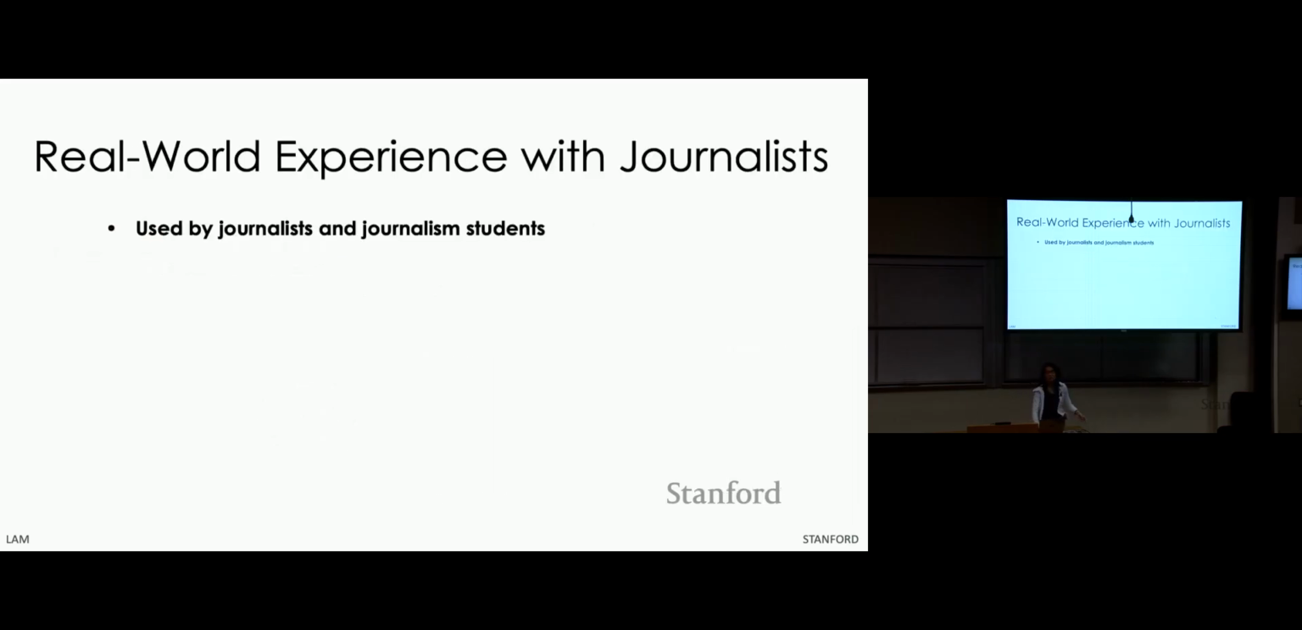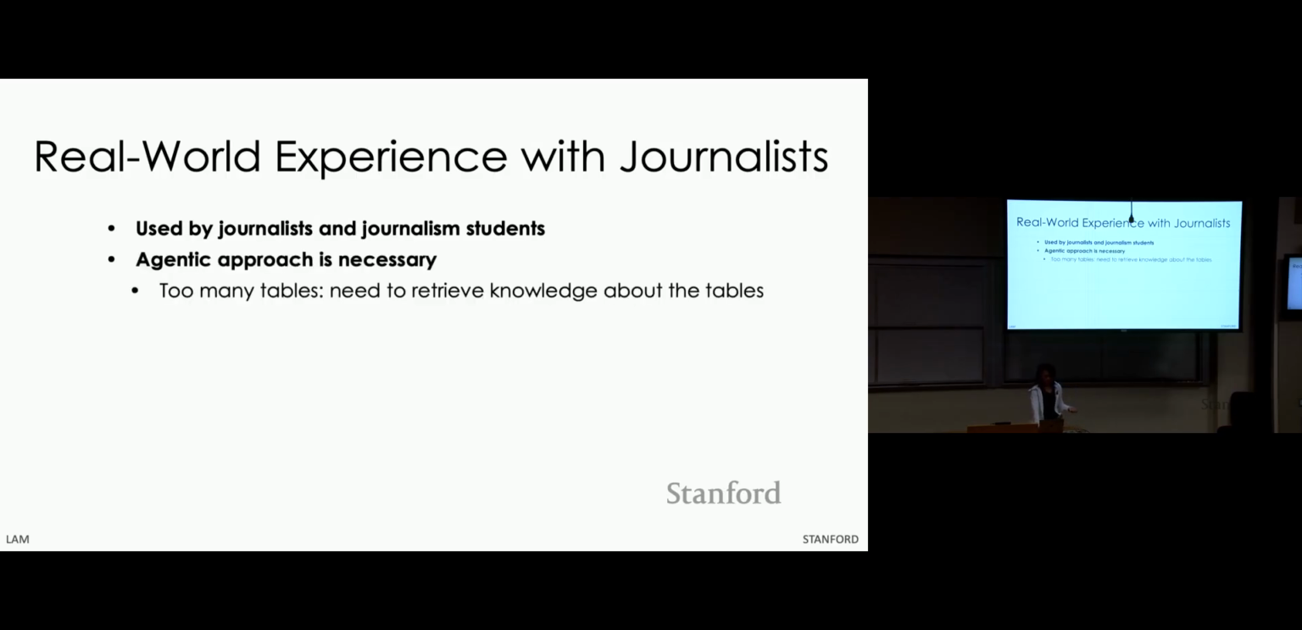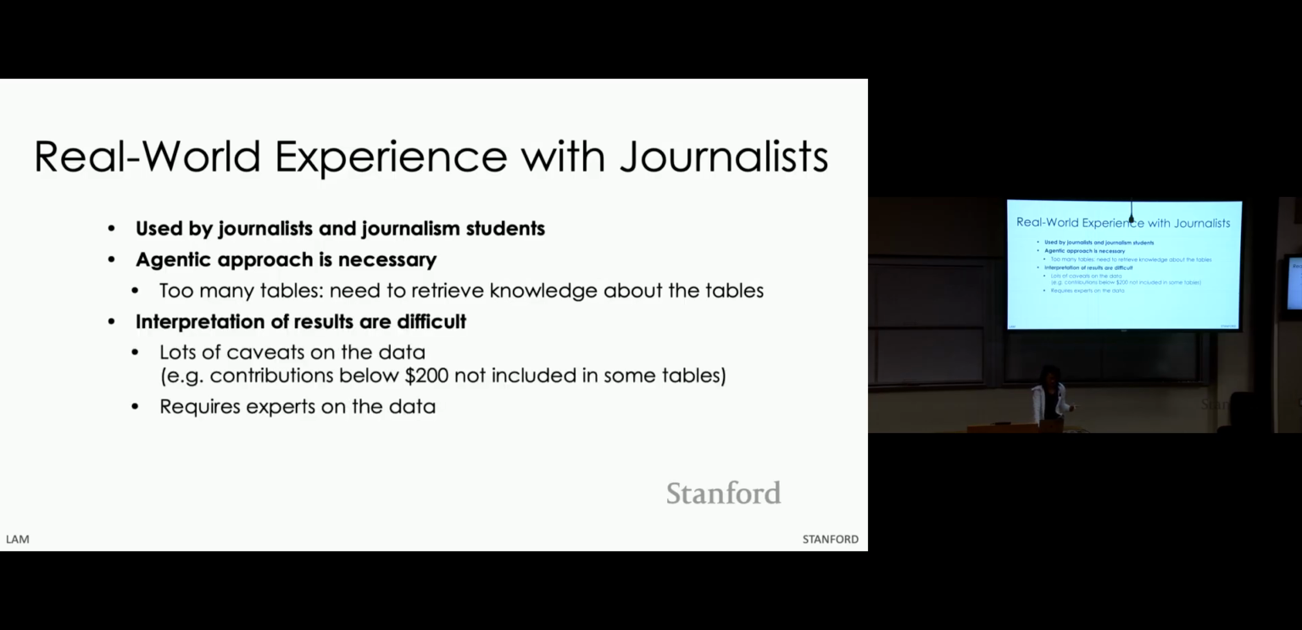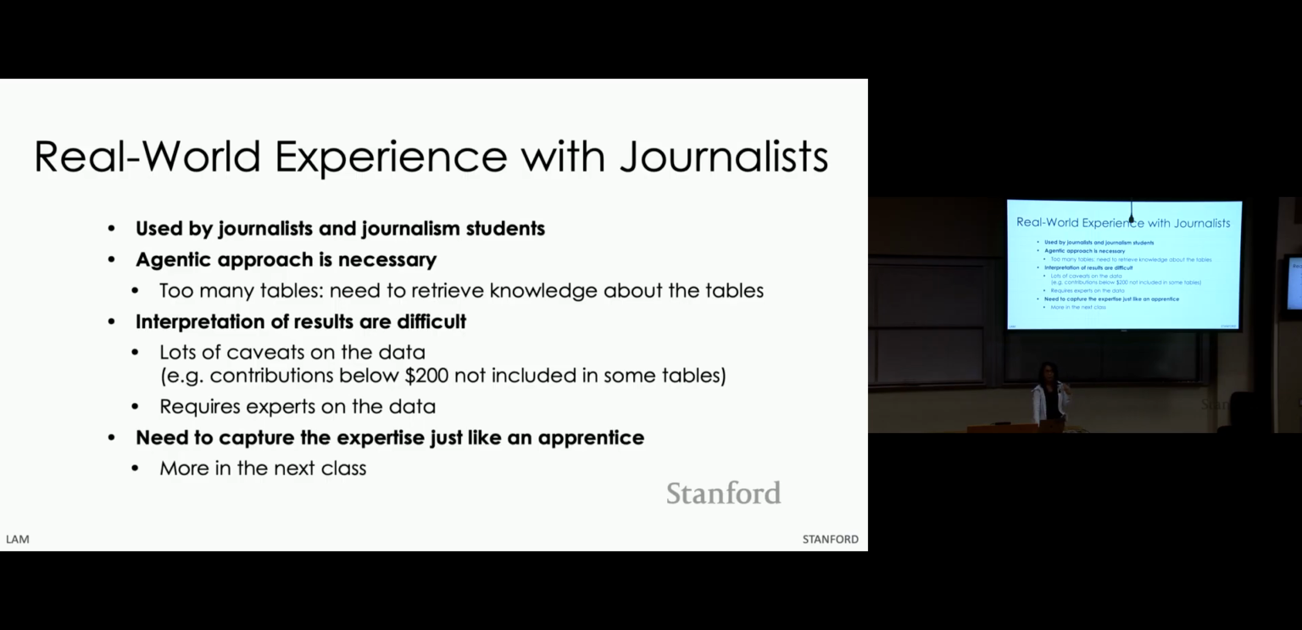And we actually ran it with real journalists. We discovered that the agentic approach is necessary, but it is not enough. It turns out that the interpretations are very difficult. The tables have caveats. For example, contributions below 200 are not included in the tables, so it won't add up when that happens. You require experts who are familiar with the data because it is not written anywhere but in this person's head. So we really have to capture the expertise, and that's what we're going to talk about next class.